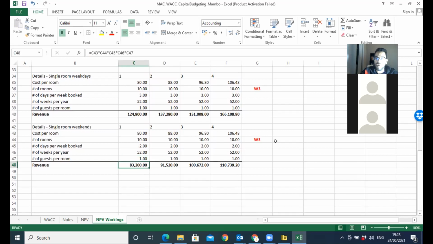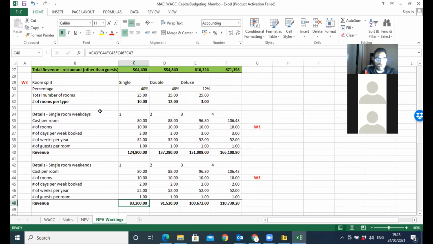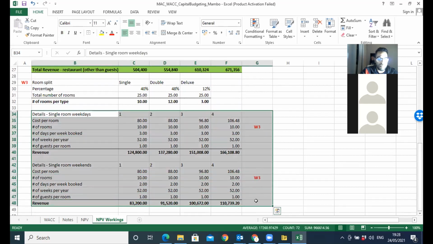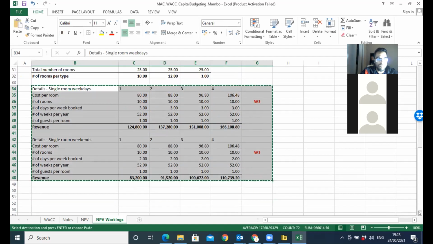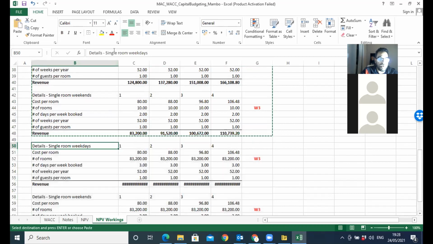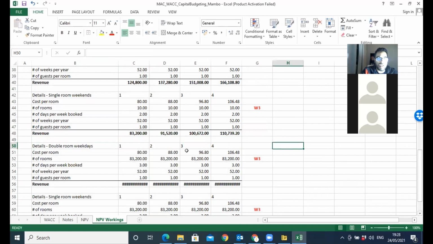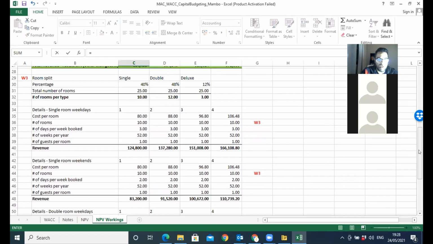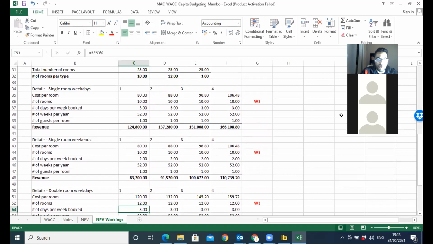Now we can do the same for the other one. Double rooms, let's do double. So now we're going to go double room weekdays. The cost of a double room is $120, so that changes. The number of rooms for double was 12. So there we go.